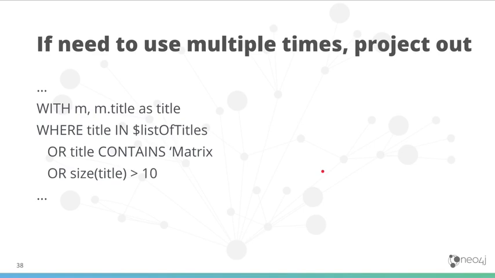If we need to use a property multiple times, it's actually a little bit more efficient to project it out. We can project out the title here. That way, when we use the title as the projected variable, we don't have to hit the graph each time.